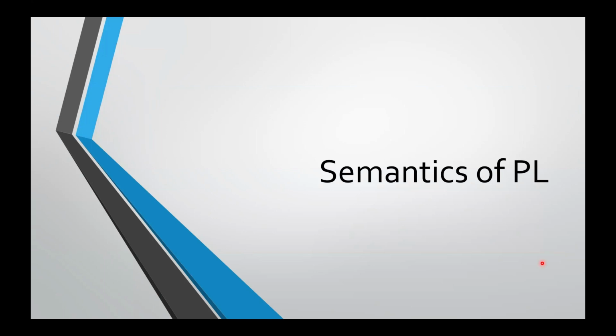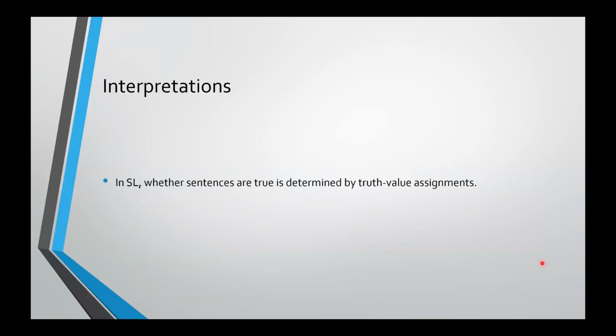In this video, we're going to look at the semantics of PL. So in SL, the smallest unit is the sentence letter, and this has no internal structure. So whether sentences are true is determined by truth value assignments. Because the truth value assignments just assign values true or false to the sentence letters, the smallest units in the language, and then we just work up from there to determine the truth values of everything else.